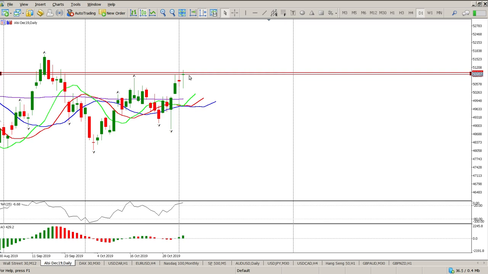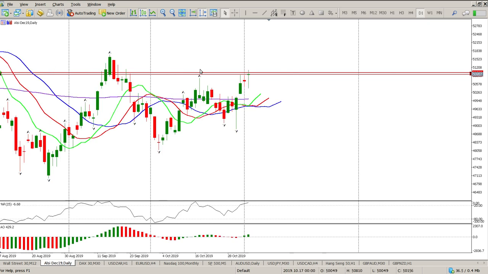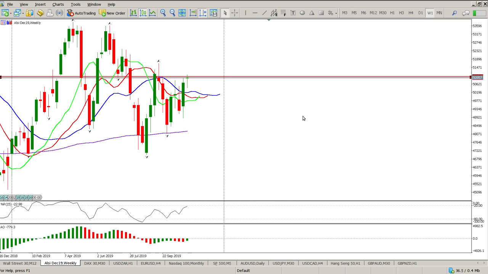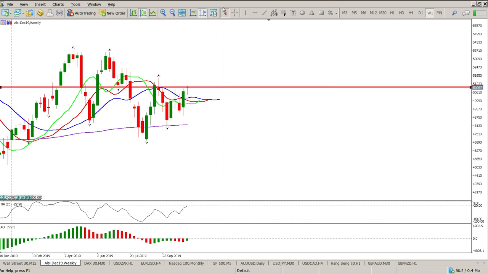Look at that, 3 days in a row where we've got lots of tails. Clearly the strategy for most of the traders at the moment is to buy the dips. Now we are on a weekly trend line at the moment. At this stage, we are above it. What I'm looking for is some kind of confirmation.